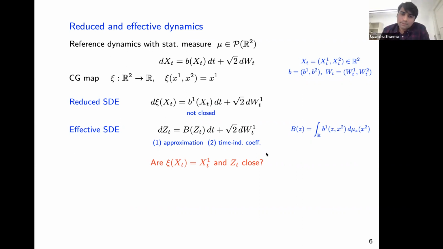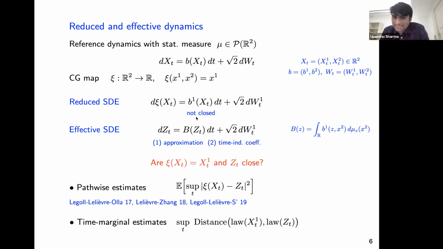Now, there are various ways to compare the two equations. The first one is to really compare the two SDEs, so you go for pathwise estimates. There are various works on this, but the problem is this is too much information. You're trying to compare two SDEs for each realization of the noise. This is too much information, and so the estimates are fairly limited in where they are applicable.